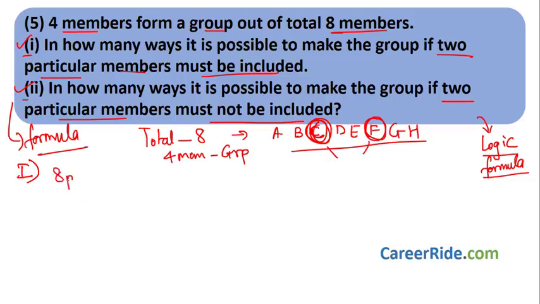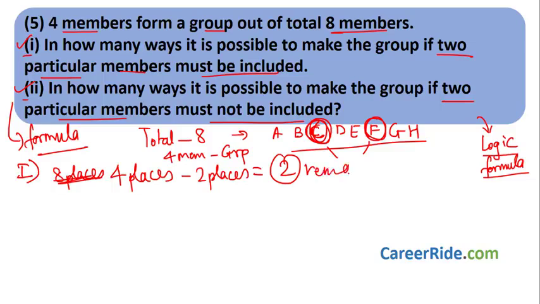There are 4 places in a group, so 4 members can form a group. Out of that, 2 places are already occupied by C and F. So out of 4 places, 2 places are occupied, so only 2 places remain. That means you can select only 2 members now.